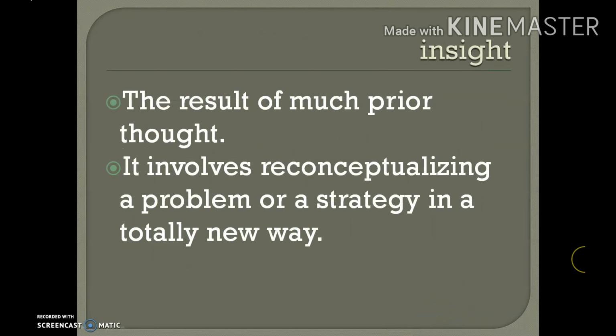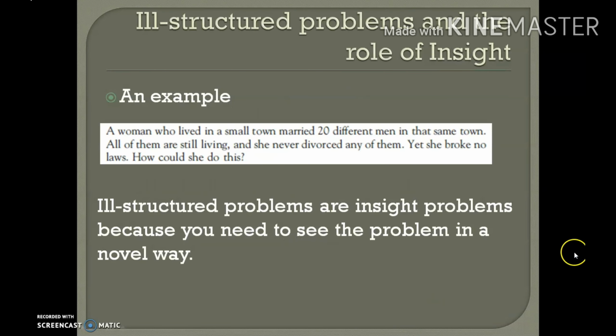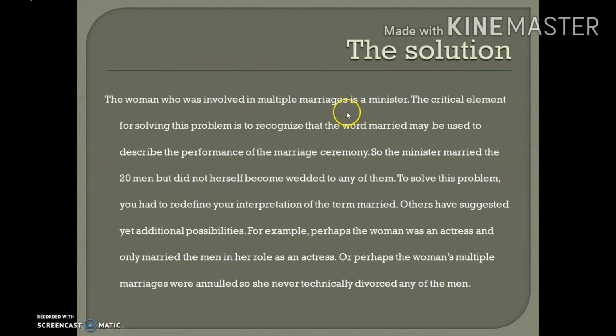So now, let's see the solution to our problem here. The woman who married 20 different men and broke no laws at all. It could be that the woman who was involved in multiple marriages is a minister. The critical element for solving this problem is to recognize that the word married may be used to describe the performance of the marriage ceremony. So the minister married the 20 men but did not herself become wedded to any of them. To solve this problem, you had to redefine your interpretation of the term married.